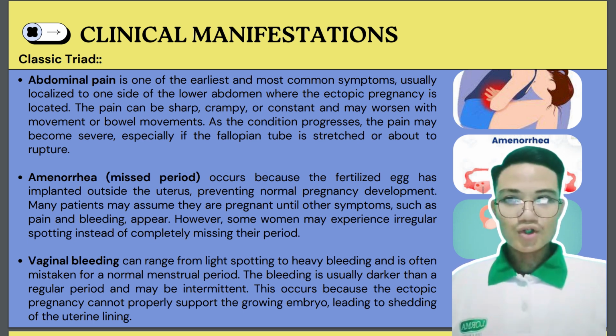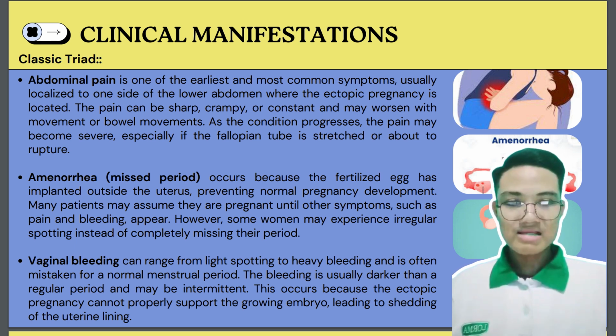In cases where the tube ruptures, internal bleeding occurs, leading to severe sharp pain that may radiate to the shoulder due to the diaphragmatic irritation from blood in the peritoneal cavity. The degree of pain varies depending on whether the tube is merely distended or has already ruptured, but in both cases, it remains a key warning sign of an ectopic pregnancy.